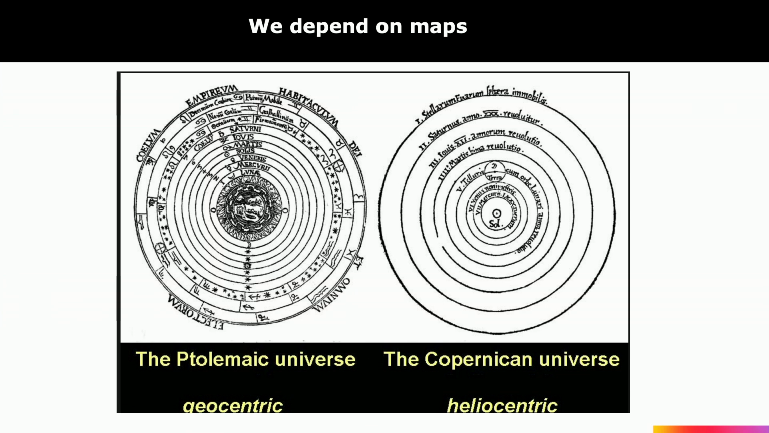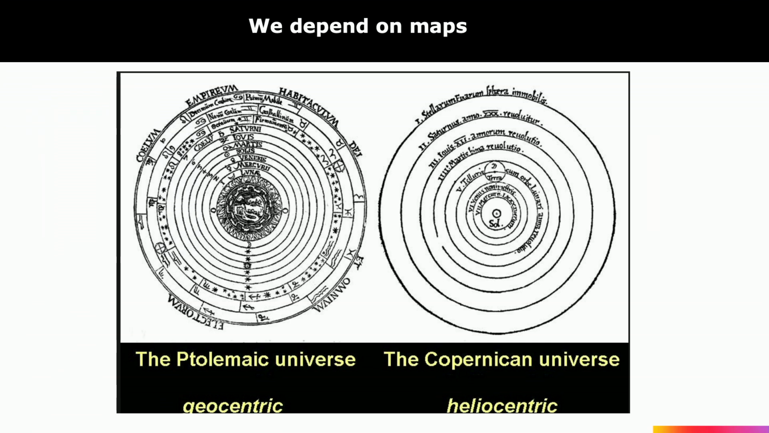We depend on maps. When we have more information than we can handle, we make maps to help us navigate the complex landscape. Without our maps, we're lost. But if something's wrong with our maps, we're really lost. Have a look at these 2 maps.